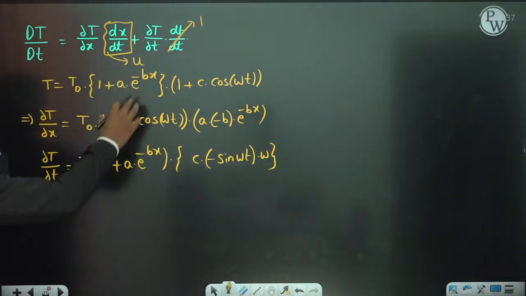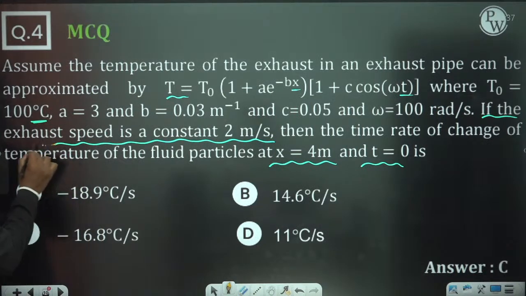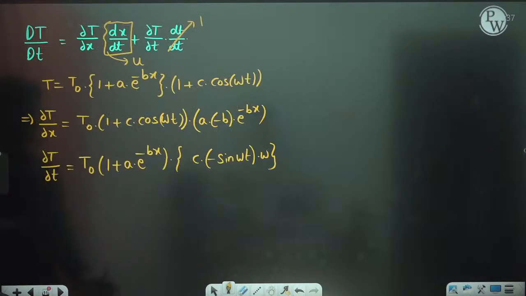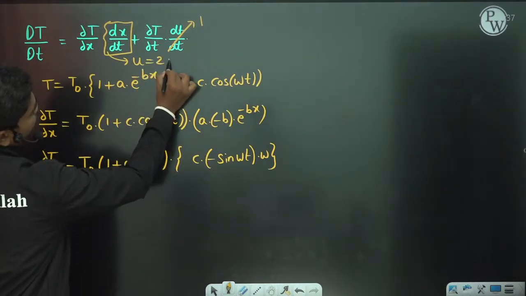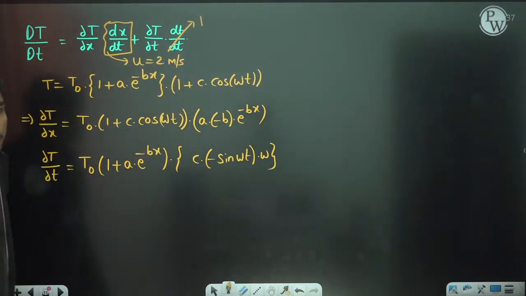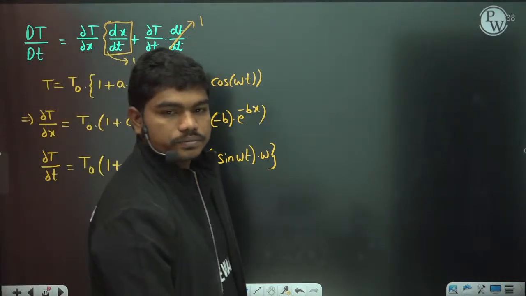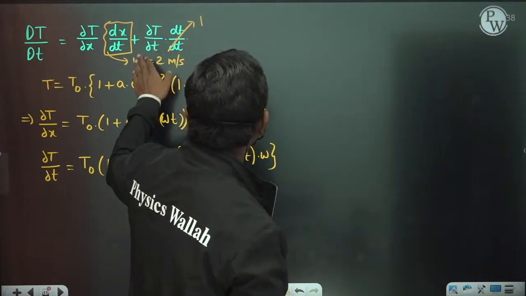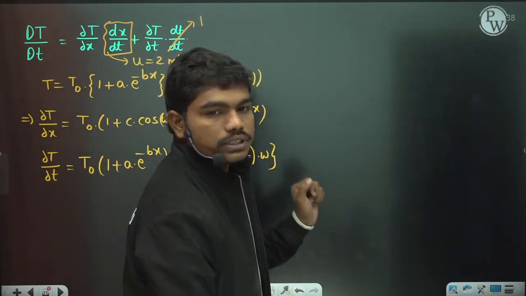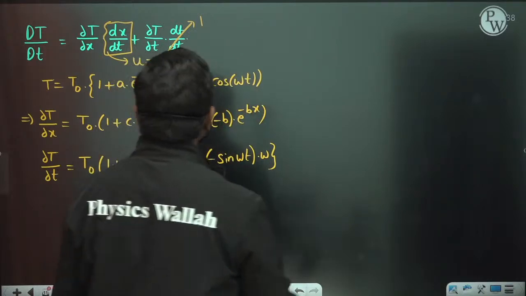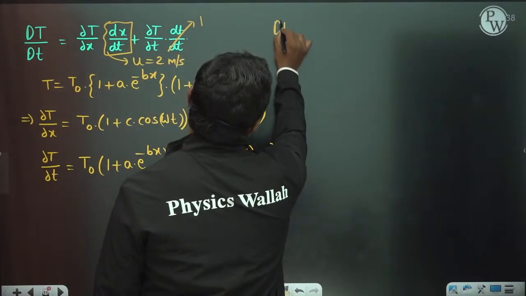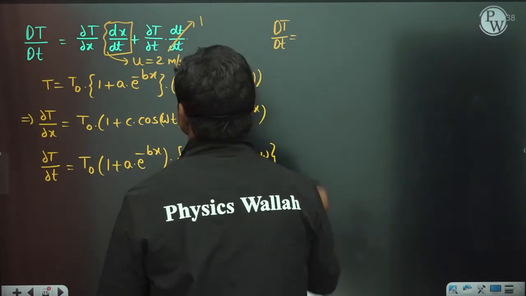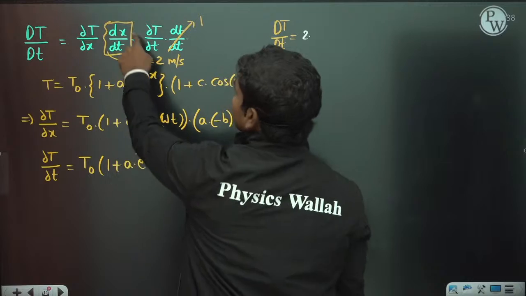Now the u value is also given. What is u? It's given that the exhaust speed is a constant 2 meters per second. So the meaning of this is that the u value is actually 2 meters per second. Let us see here: dou T by dou x into u, plus dou T by dou t, whose multiplier dt by dt is 1 actually. Now let us substitute these values: dT by dt is equal to 2 times dou T by dou x.